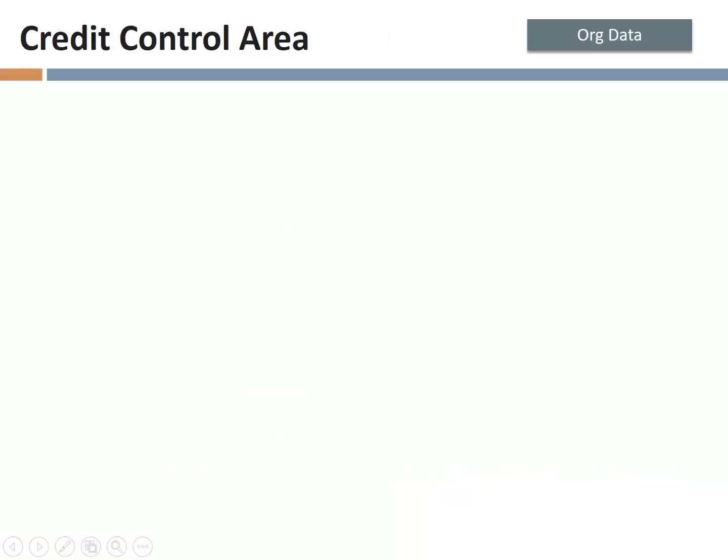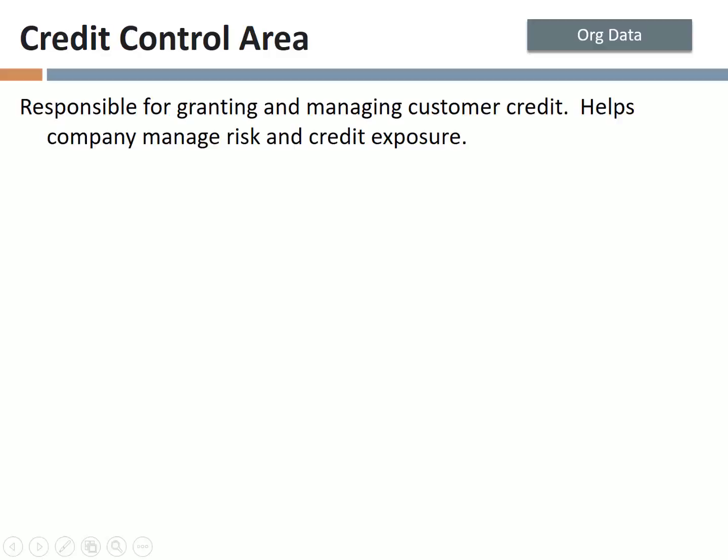Okay, this next thing, I want to talk about not only the configuration elements of this, but I think even more important, the role that this plays in our organization from a strategic perspective. Credit control area. Credit control area is the part of our company that is responsible for granting and managing customer credit. It helps the company manage risk and credit exposure.